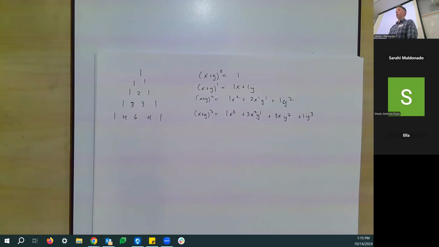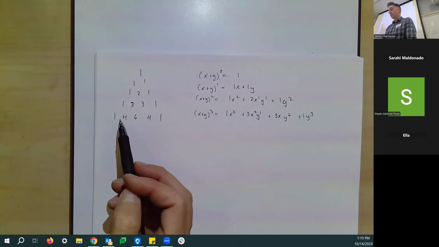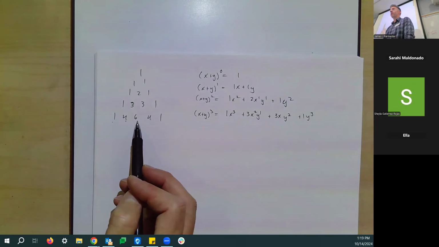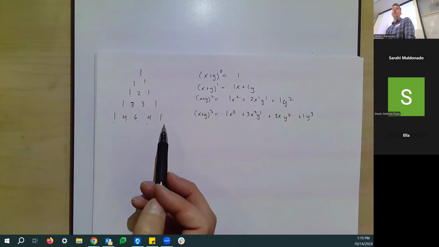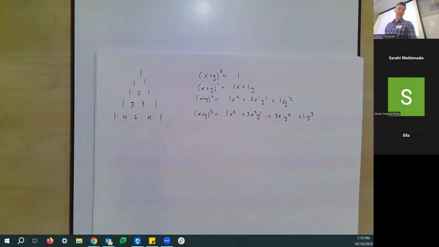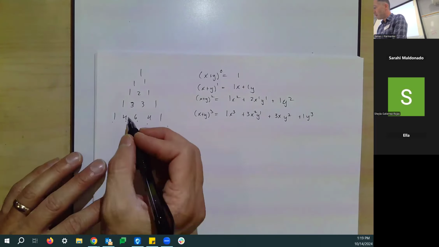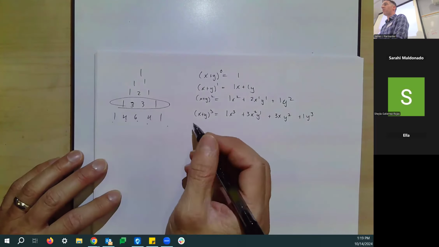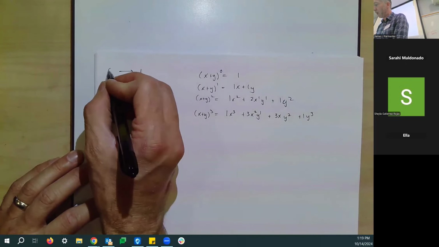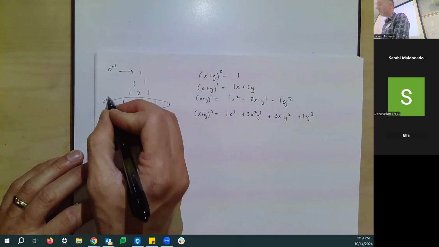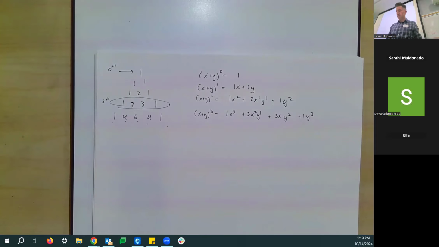And it just goes on and on and on and on. So if you want to do x plus y to the 4th, it would be 1x to the 4th plus 4x cubed y plus 6x squared y squared plus 4xy cubed plus 1y to the 4th. Then what we're going to do is we're going to use this third row. Yes, it's the third row because this is the 0th row to multiply out. Oh, paper's on the floor. I'll get it later.